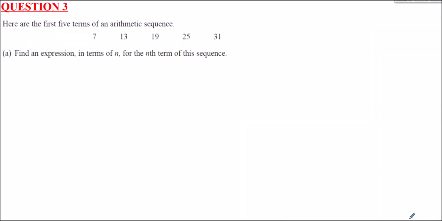Question 3, we have an arithmetic sequence, 7, 13, 19, 25, and 31. It says here to just find an expression in terms of n for the nth term of this sequence. So first of all, it's always a good idea to consider what the terms are going up in. From 7 to 13, from 13 to 19, and so on, hopefully you can see that the sequence is going up in 6s. Because it's going up in 6s, it's definitely something to do with 6n, like the 6 times table. It's going up in 6s.